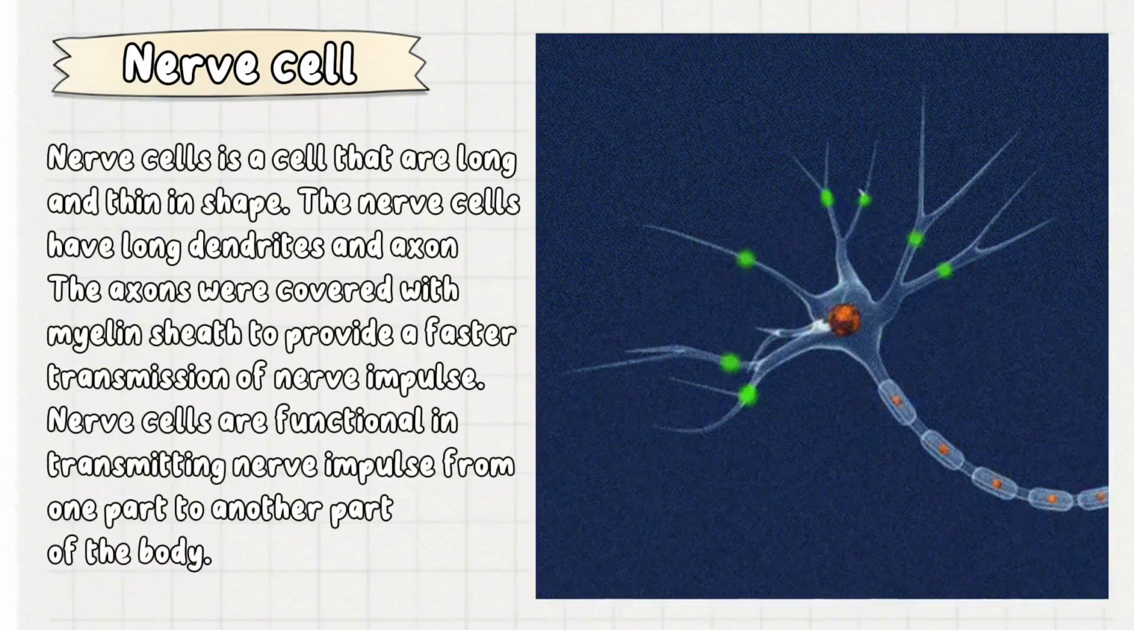The nerve cells are cells that are long and thin in shape. The nerve cells have long dendrites and axons. The axons are covered with myelin sheath to provide a faster transmission of nerve impulse. Nerve cells function in transmitting the nerve impulse from one part to another part of the body.